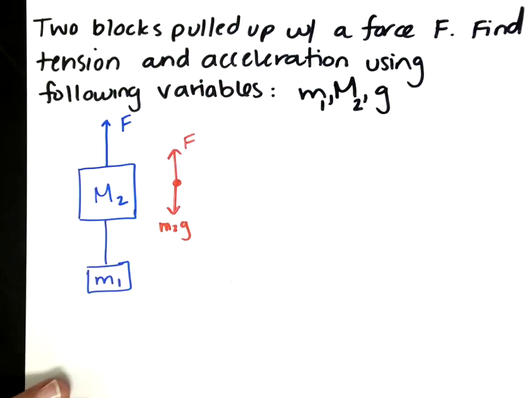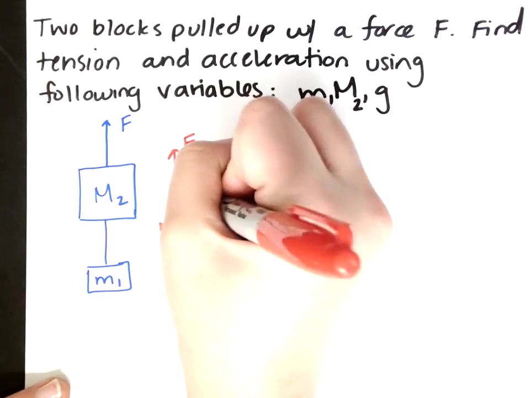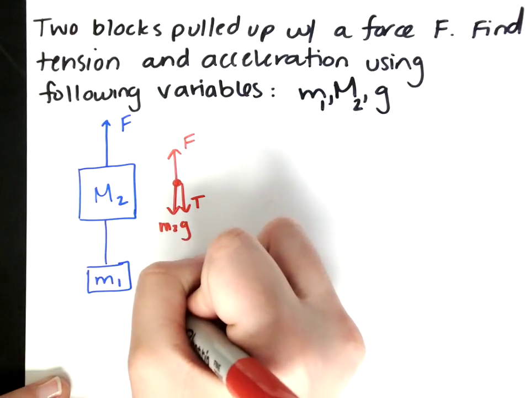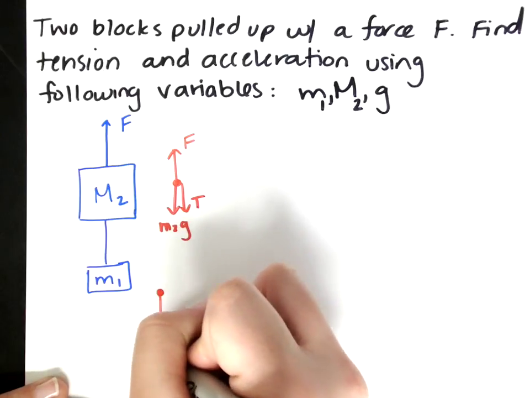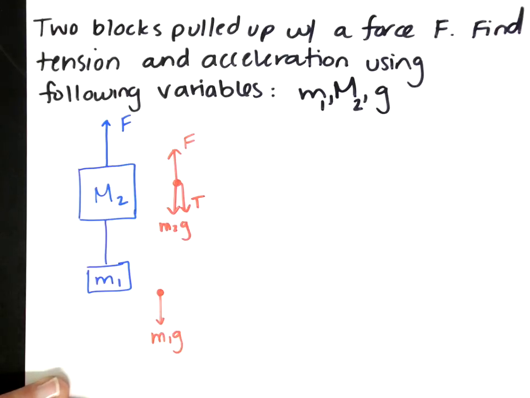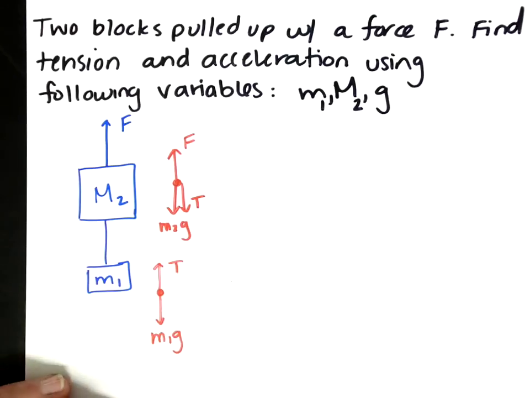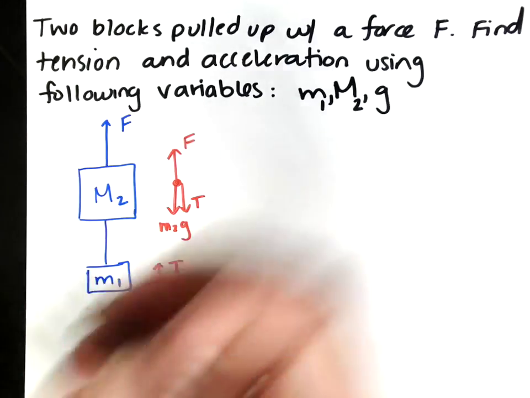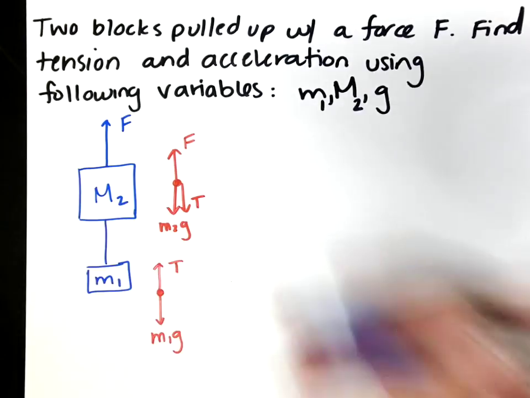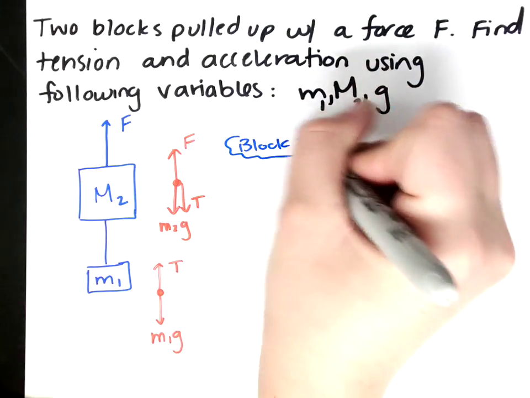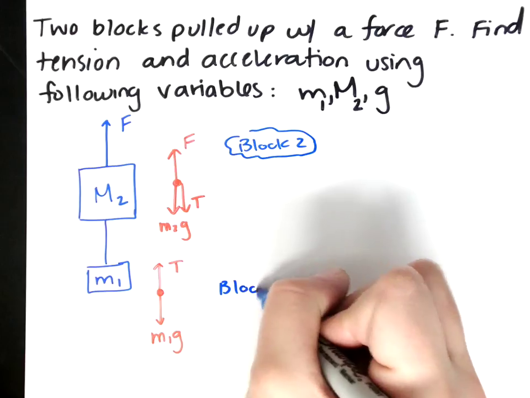Okay, so then we have tension force pulling down. All right, and then we have another free body diagram down here. So we have M1G, and our upward force is tension. So we're going to have two equations, and they're both in the y direction, so we don't need to specify whether it's x or y. So let's just call this the equation for block 2, we'll put up here, and then block 1.